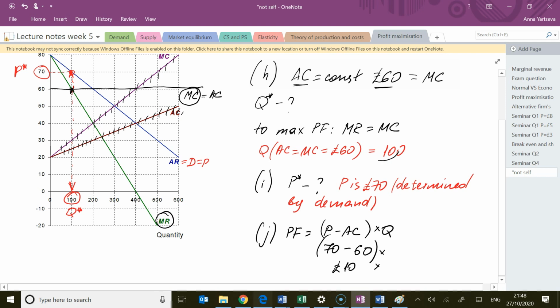How many items do we produce? 100. This is what we've calculated. So 10 pounds times 100 implies that we are making 1,000 pounds profit. This is our profit, and graphically it can be shown by this little area. This is our profit, 1,000 pounds, and this is the best we can do in this situation, with this particular cost structure. We selected a point where marginal revenue equals marginal cost. This determined our output level. Demand determined our price, and as a result we are left with this little area. Average cost is 60, price is 70, profit per unit is 10 pounds times 100 units.